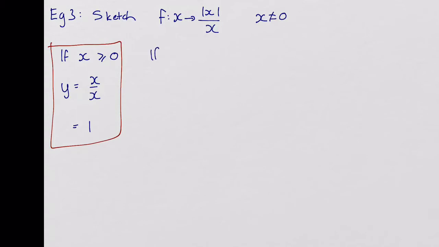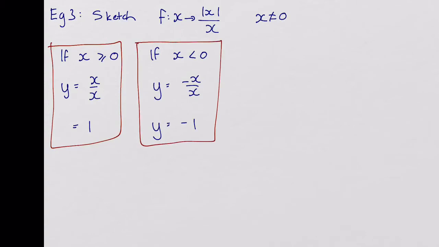And then if x is less than 0, then we have y is equal to negative x over x, which means that y is equal to negative 1. And again, this is for this specific restriction. So in other words, in the first case, y is equal to 1 when x is greater than or equal to 0. y is equal to negative 1 when x is less than 0.